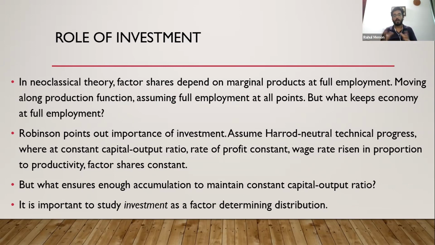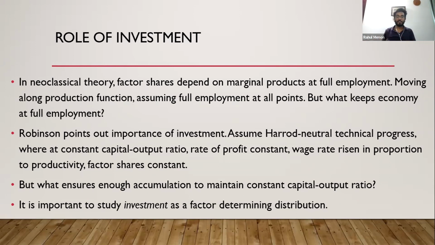For instance, assume that you have a round of Harrod neutral technical progress. Harrod neutral technical progress basically says that at the same capital to output ratio, productivity has risen, the wage rate has also risen in the same proportion, and factor shares are constant. So imagine that suddenly all workers are becoming twice as productive. Their wages rise twice. The rate of profit stays constant. Output has increased. But what ensures that enough capital accumulation takes place to keep the capital output ratio constant in the new position as compared to the old position?